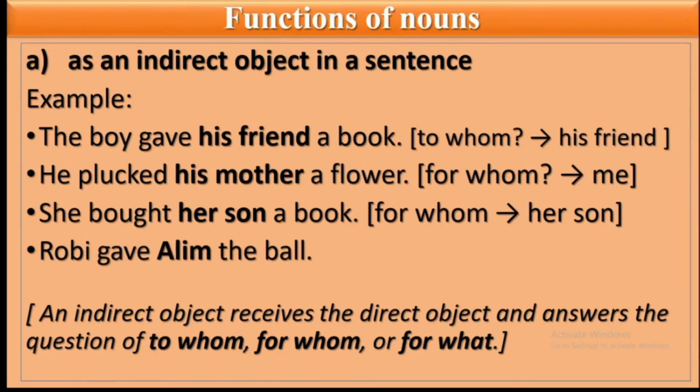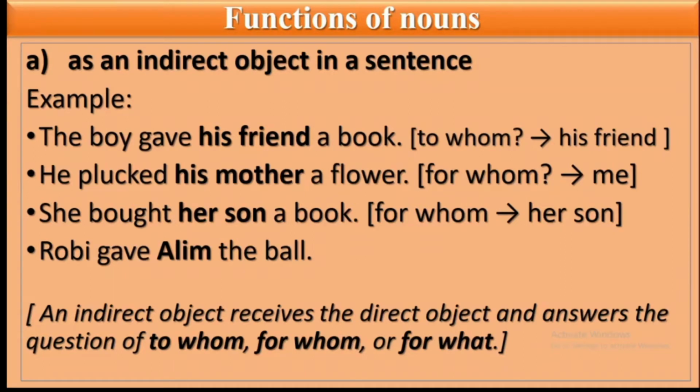She bought her son a book. So in this sentence, the verb is bought, and I am asking a question using for whom. So for whom did she buy a book? Of course, she bought a book for her son. So her son in this sentence is an indirect object. Robi gave Alim the ball. In this sentence, the ball is the direct object and Alim is the indirect object.